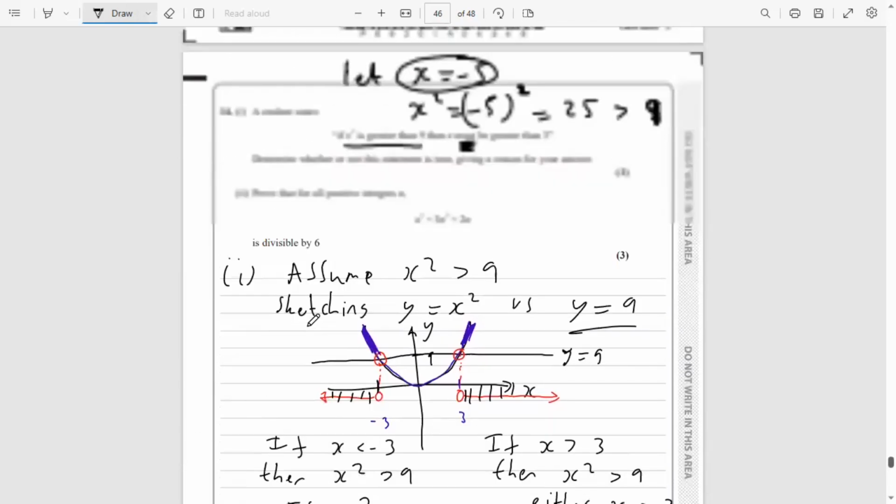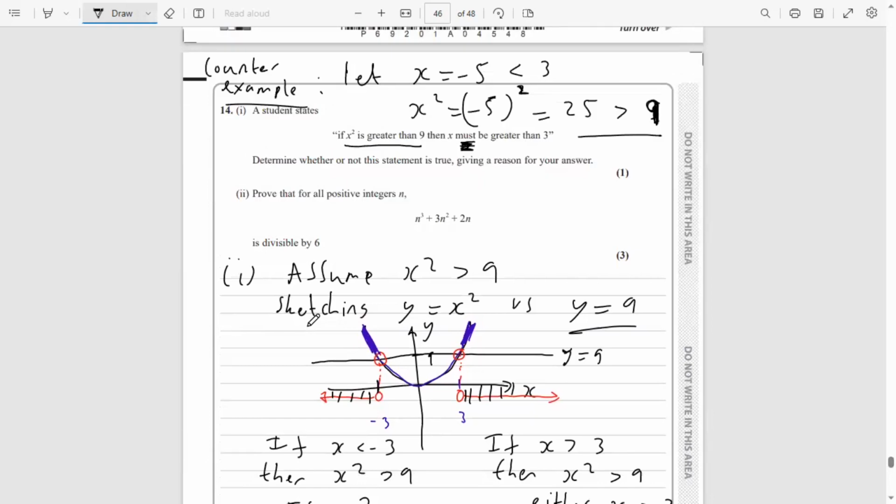So part 2 of the question. So this says, prove that for all positive integers n, n cubed plus 3n squared plus 2n is divisible by 6. So I guess the first thing to realize is that n is a positive whole number, so it's a positive integer. We could also use set notation to write this. We could say that n belongs to the set of positive integers. So we could use that notation as well.